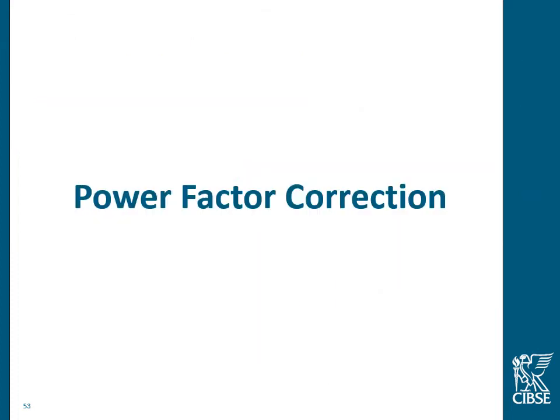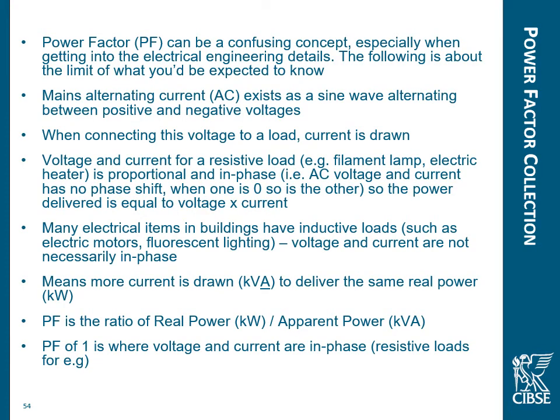Right, another thing to think about in our electrical installation is power factor correction. Depending on what sort of building we occupy, power factor correction can make a considerable difference to our electrical consumption. So when connecting a voltage to a load, current is drawn, and we want that current and that voltage to be in phase. If we look at a sine wave, we want them to sit on top of each other with no phase shift.